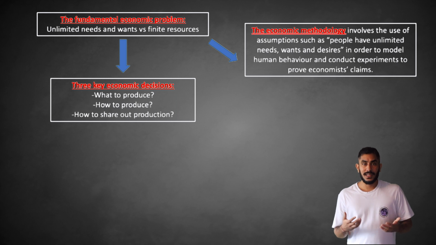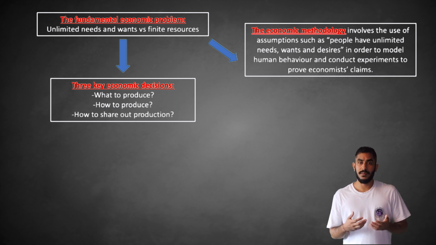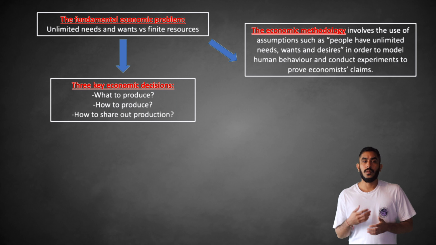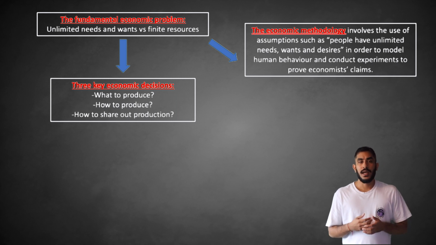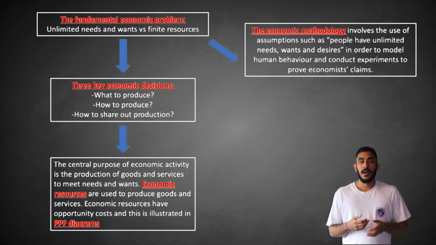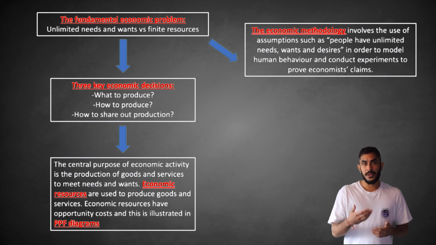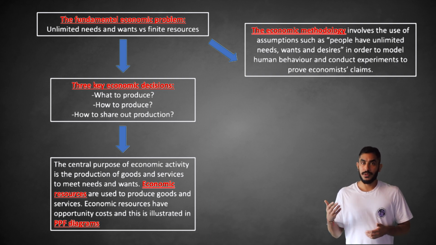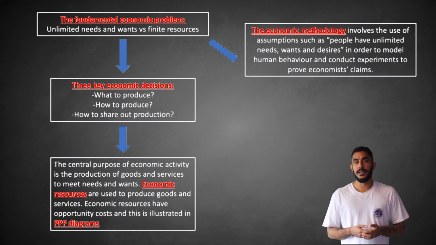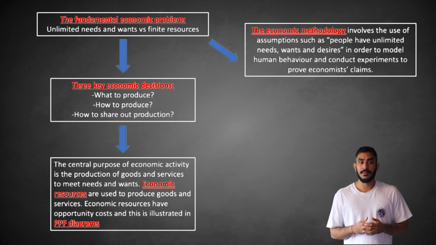The problem of scarcity entails choices having to be made. Those three choices are what to produce, how to produce, and how to share out production. We then said that the purpose of economic activity is to produce goods and services to meet these needs and wants. However, economic resources or factors of production are scarce and therefore have opportunity costs when being used to produce goods and services. The concept of opportunity costs can be illustrated in PPF diagrams.